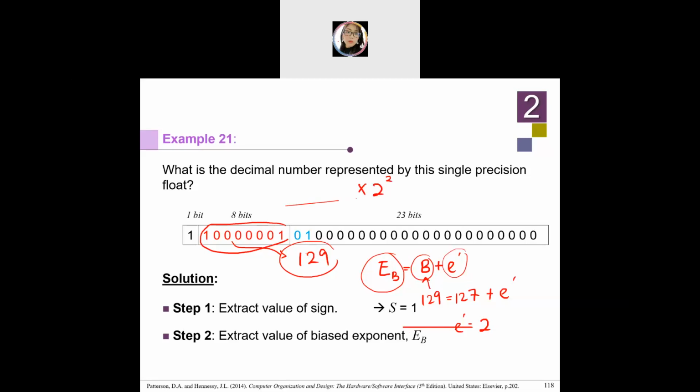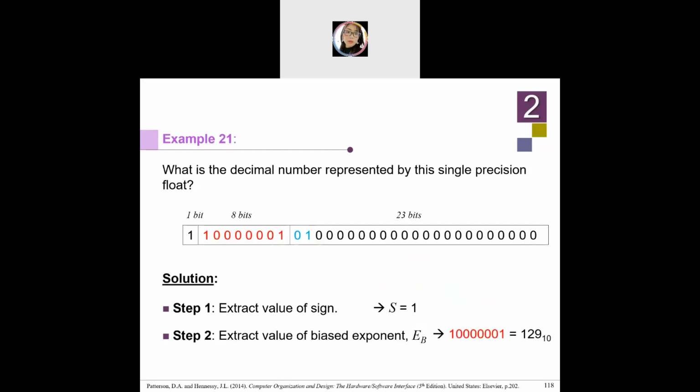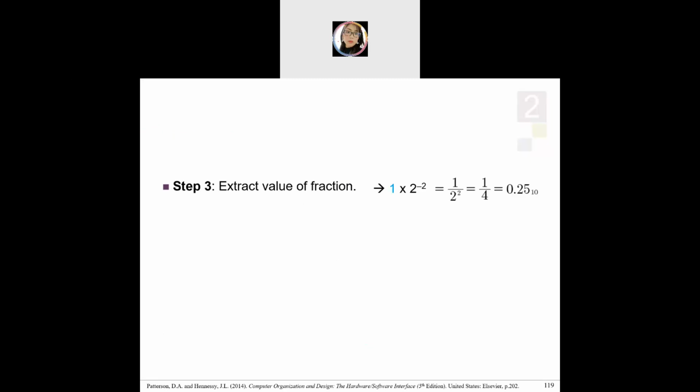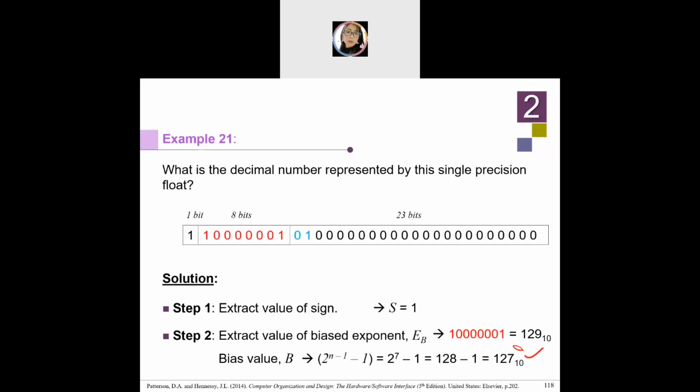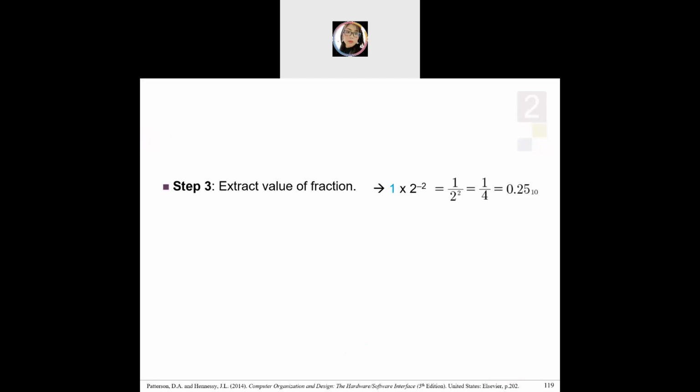We don't know what the value in front is. How to get the value in front is here. So let's take a look step by step. Just now we already know this value, and this one is already the fraction. From here, we can get the value of our exponent. It's not showing the E prime yet.